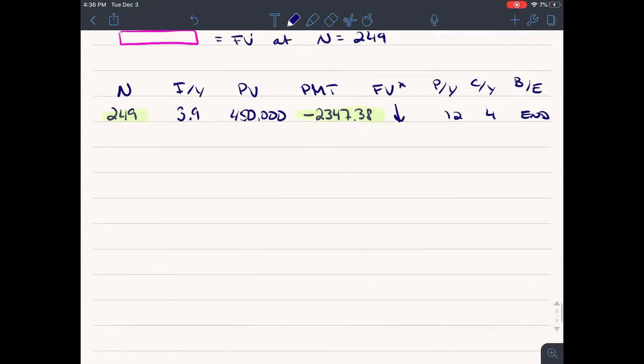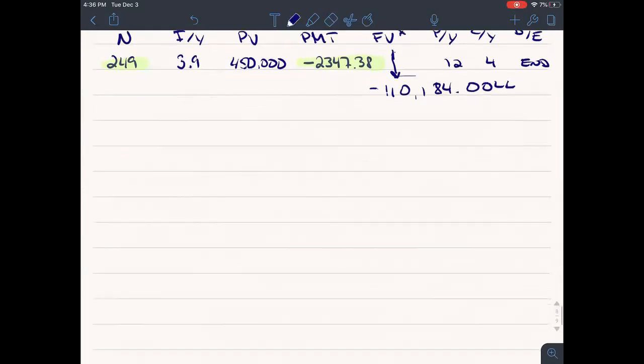The future value, I don't have enough room to put it on here, so I'll put it down here. I get 110,184.0044. It's doing it again. It's complaining because it's plugged in. There.